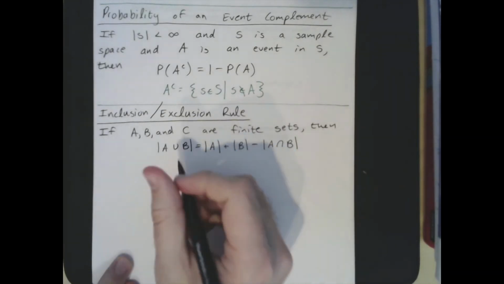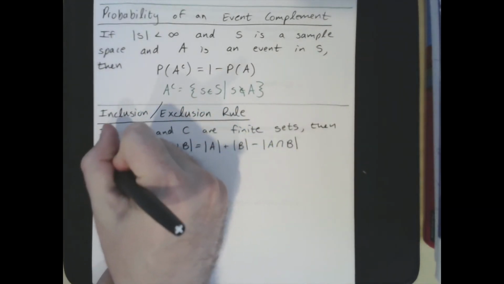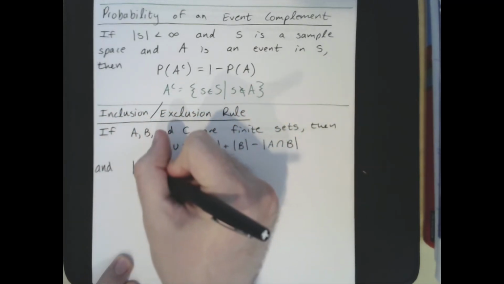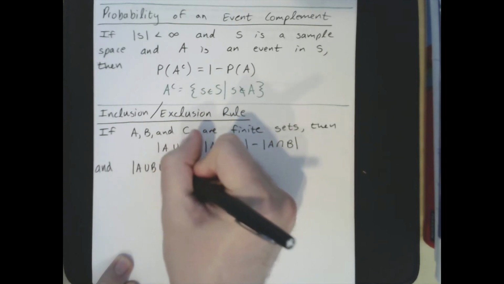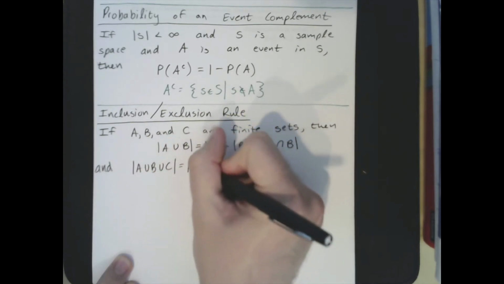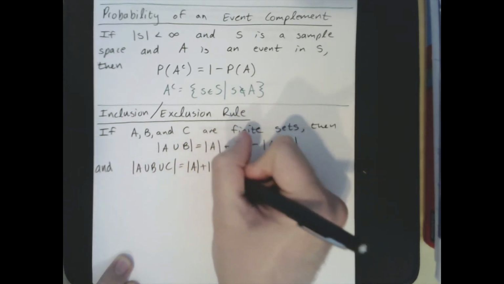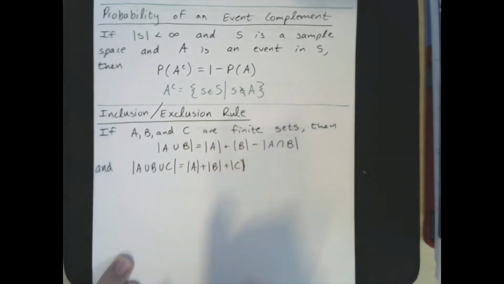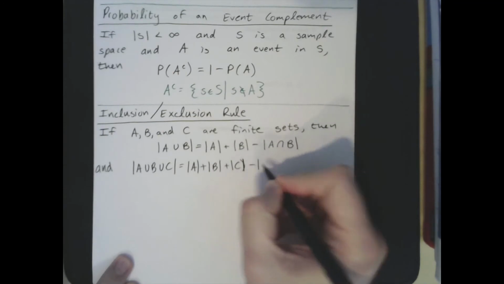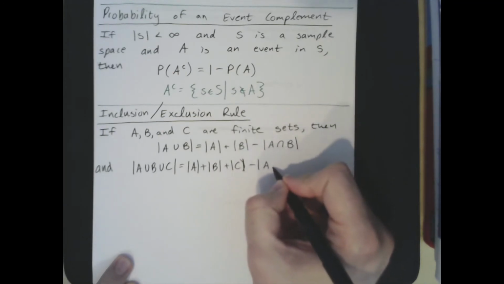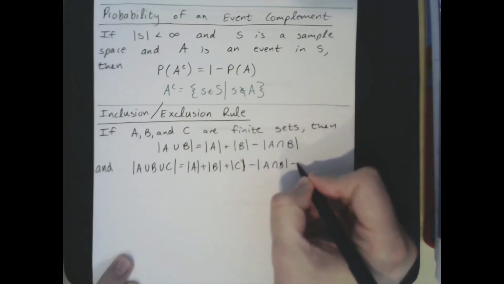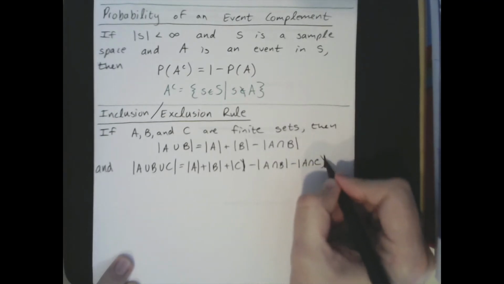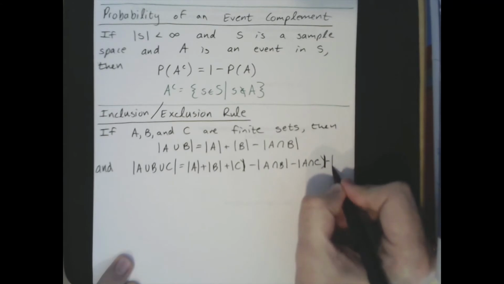And we can extend this to larger sets, or larger unions. So the number of elements of A union B union C is equal to the number of elements in A plus the number of elements in B plus the number of elements in C, and then minus the things that are in A intersect B, minus the things that are in A intersect C, and minus the things that are in B intersect C.